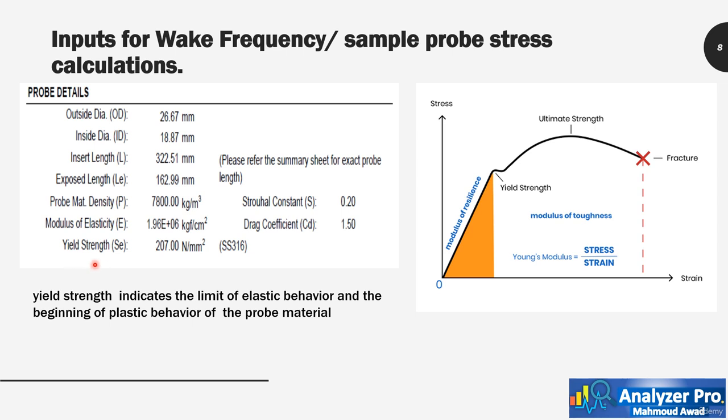Yield strength indicates the limit of elastic behavior and the beginning of plastic behavior of the probe material. Prior to the yield point, a material will deform elastically and will return to its original shape when the applied stress is removed. Once the yield point is passed, some fraction of the deformation will be permanent and non-reversible and is known as plastic deformation. In case of stainless steel 316, the value is 207 Newton per millimeter square.